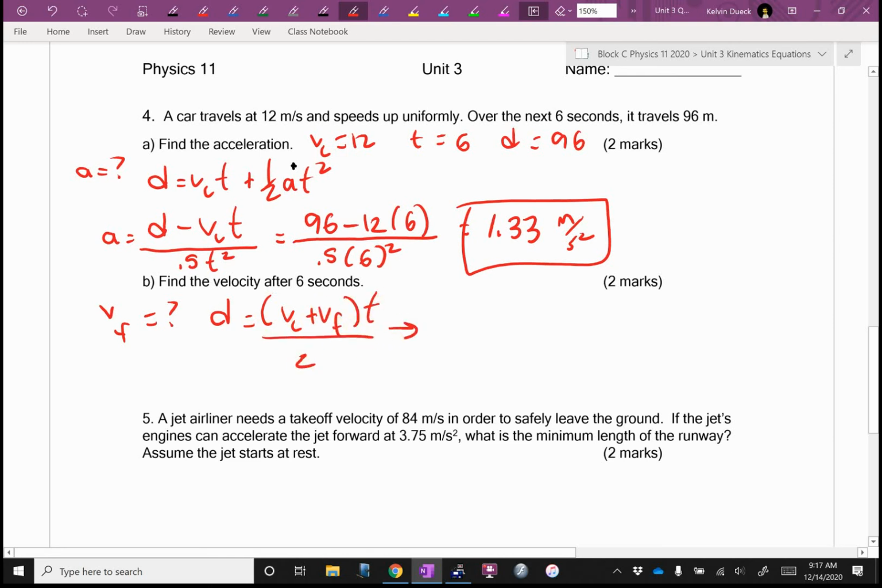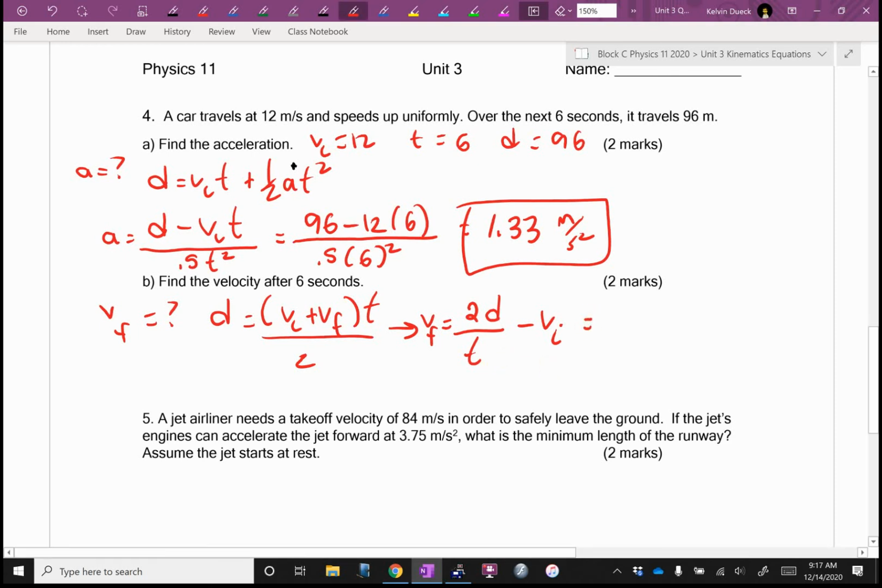If I get the VF by itself, I think it's going to be 2 times D divided by T minus VI. That equals VF, because the VF is inside the brackets, so I deal with the brackets last, times the 2 over, divide the T over. Now I've got rid of the brackets, minus the VI. And notice the VI is not being divided by the T.